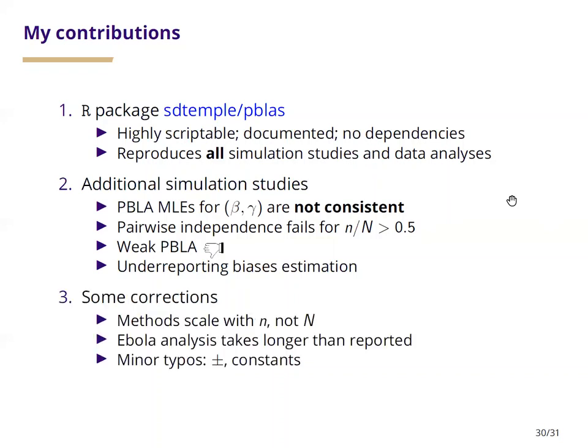And then I identified some corrections from the original paper. One thing to say is that these methods are scaling with little n, the epidemic size, the total number of infected, not with the population size. I also found that the Ebola analysis seems to take quite a bit longer than reported in the paper. And then I found some minor typos, which you can find in my report.